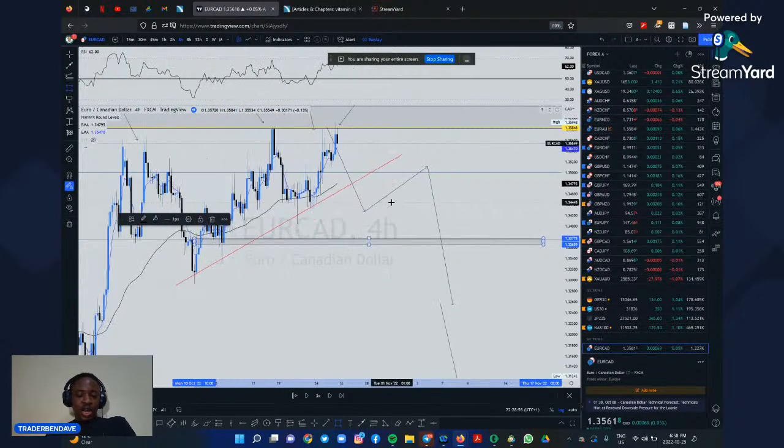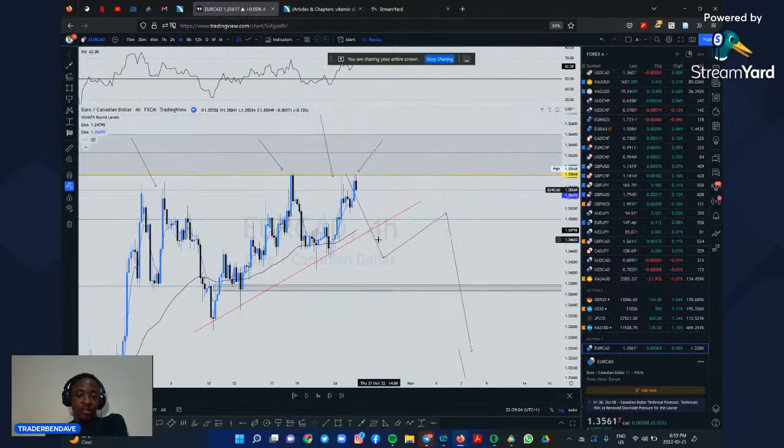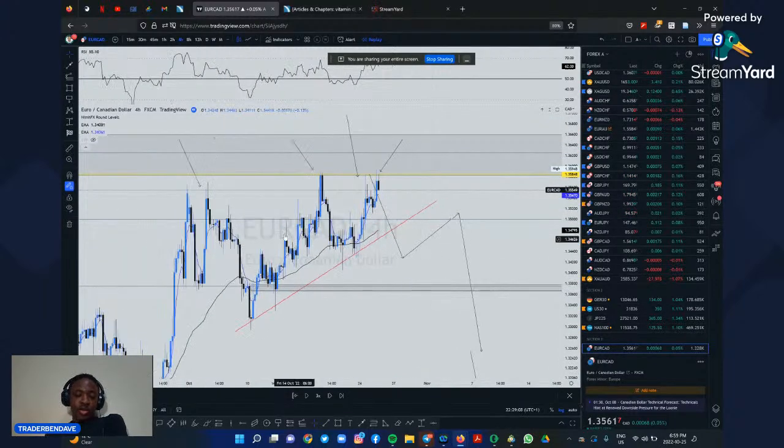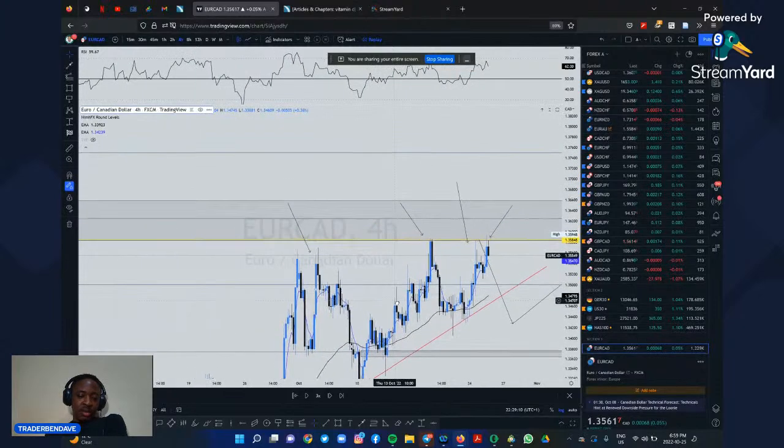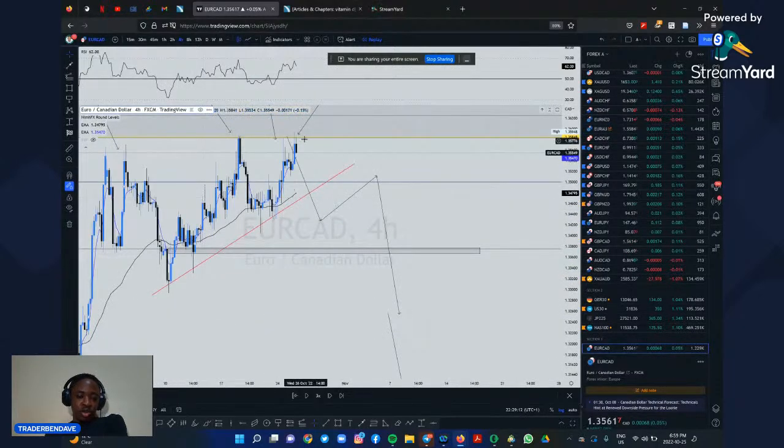So Euro card did not give us the entry, and this is a potential trade that could push to the upside, push to the downside. But if we break above this level here, then I'm not going to take any trade because I'm not seeing any bullish setups here. If I get a break below here, then I'll wait for a pullback to go short. So that is Euro card.